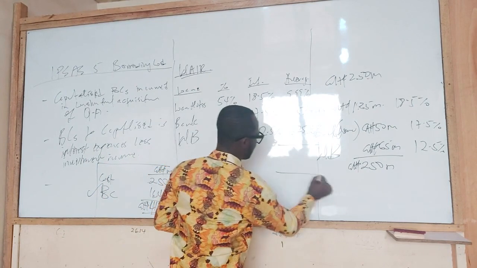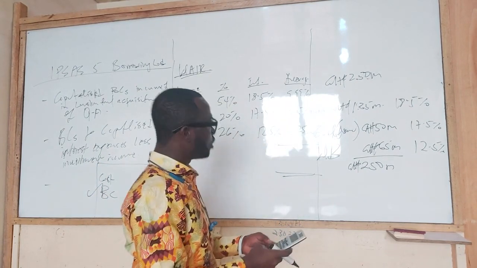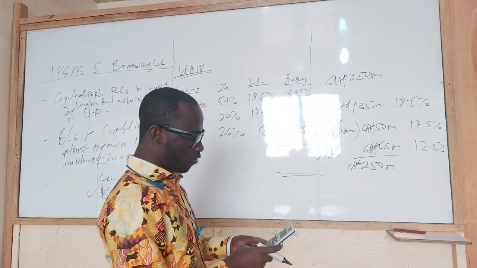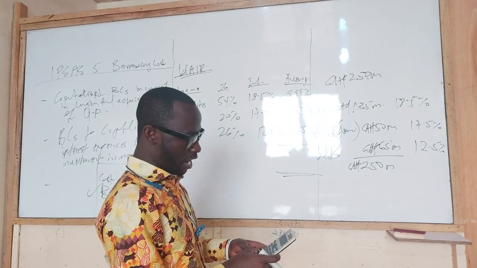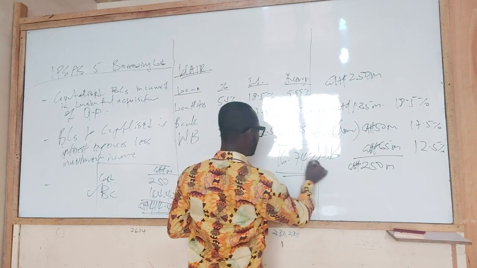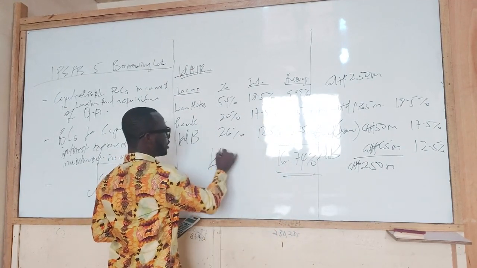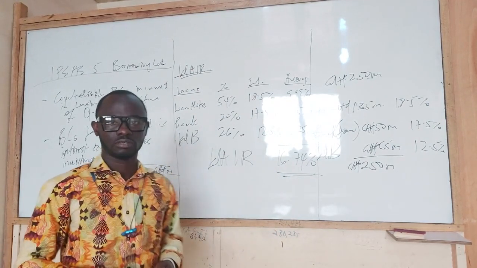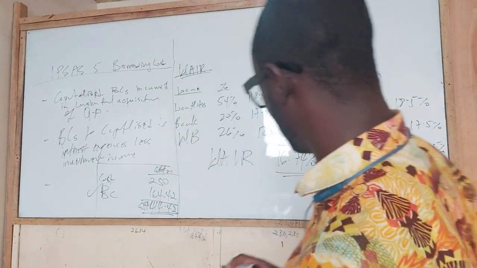Then we add these three averages. So 3.25% plus 3.5 plus 9.99, so we have 16.74%. This becomes the weighted average interest rate. I hope you got this. I hope you got this very well.